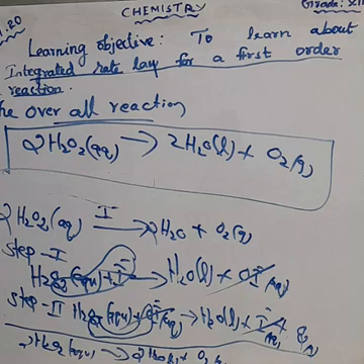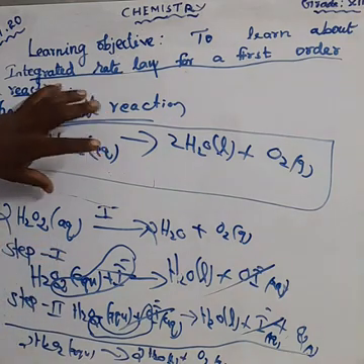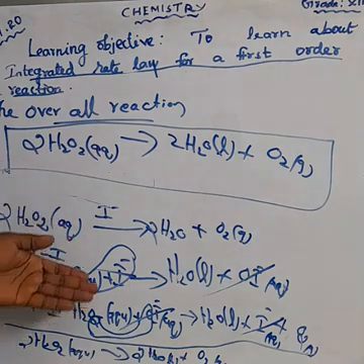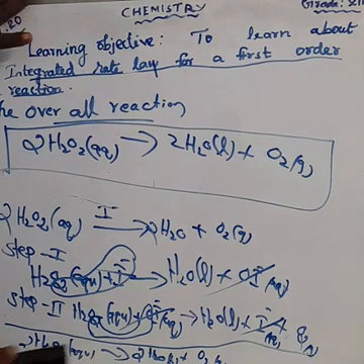Anyhow, these two reactions, step one and step two, are the elementary reactions, and adding equation 1 and 2 gives the overall reaction. Here, step 1 is the rate determining step. It involves both H2O2 and I minus. It's a bimolecular reaction.